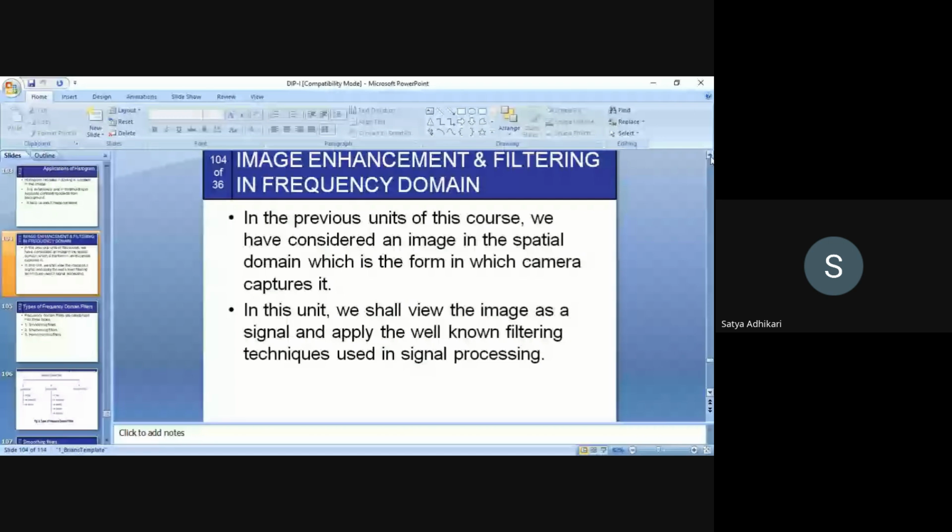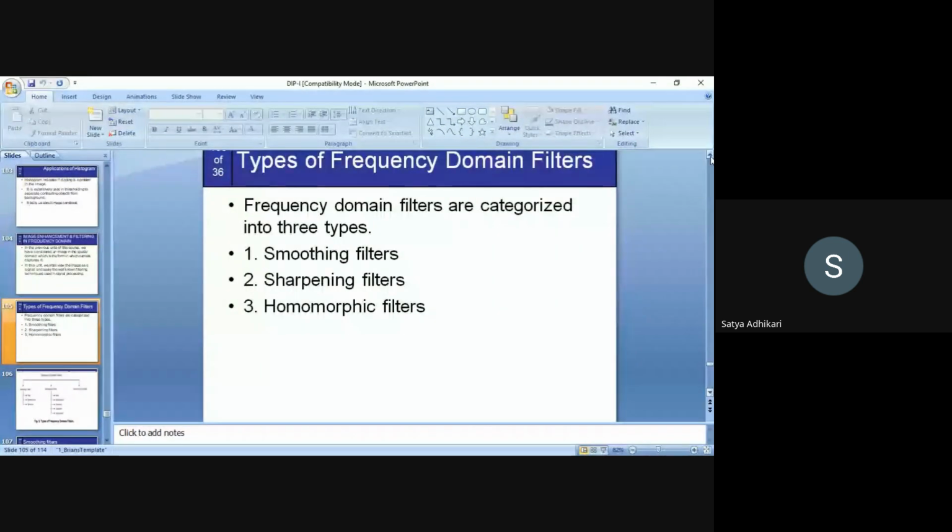In the previous unit of the course, we considered an image in the spatial domain, which is the form in which a camera captures it. In this unit, we shall view the image as a signal and apply the well-known filtering techniques used in signal processing. There are frequency filters: smoothing filters, sharpening filters, and homomorphic filters. In the spatial domain, we use the smoothing filter also, that is, linear and non-linear filters.